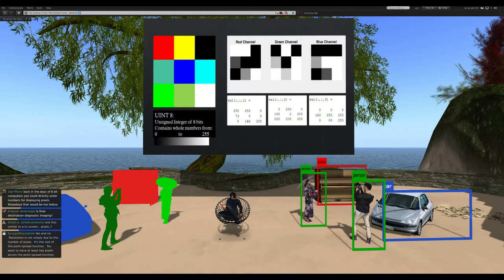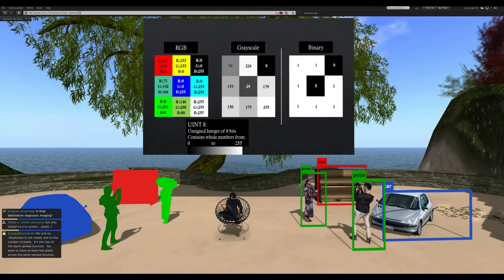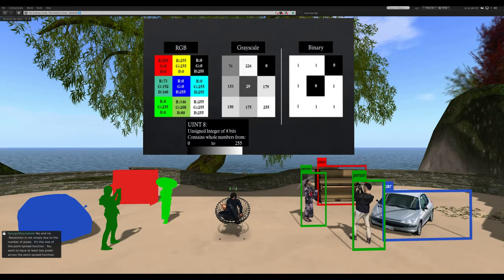No, it's not going to be diagnostic imaging. I'll talk about that later. Okay. So I'm not talking about the point spread function here. I better research that. Sorry.